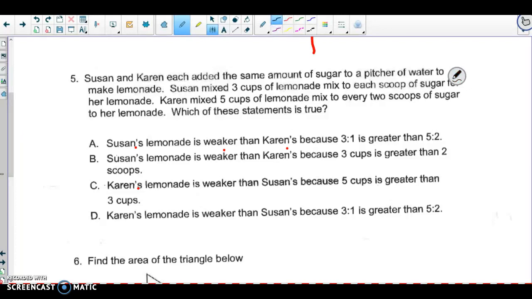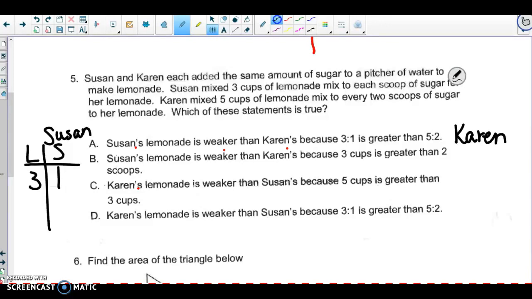So I'm going to make 2 different charts. I've got Susan over here, and we've got lemonade to sugar. So this is Susan. And what did she add? She added 3 cups of lemonade to every 1 scoop of sugar. On this other side over here, because I don't have a lot of room, we're talking about Karen. We're going to do the same thing. We have lemonade and sugar. So she said there was 5 cups of lemonade for 2 scoops of sugar.